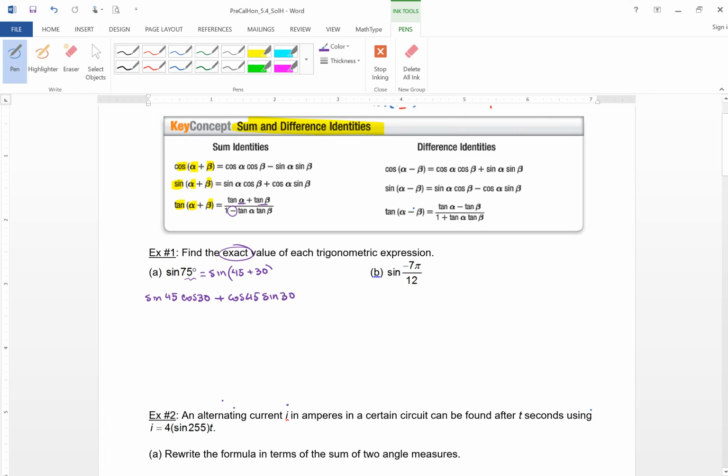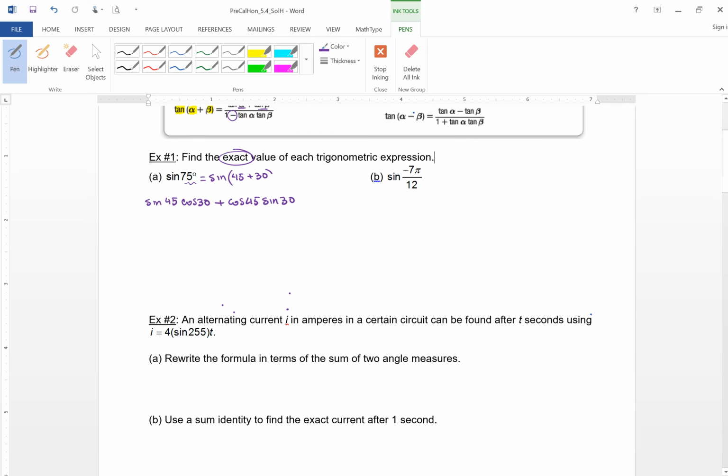Now you have to go and you have to put in their values. We know that sine of 45 is always root 2 over 2. Cosine of 30, because this is the smaller angle, it's going to be root 3 over 2. Plus cosine of 45 is root 2 over 2. And sine of 30, now it's going to be the other one, 1/2. So now, the first term, you have root 6 over 4 plus root 2 over 4. Root 6 plus root 2 all over 4. You have to combine them that way.